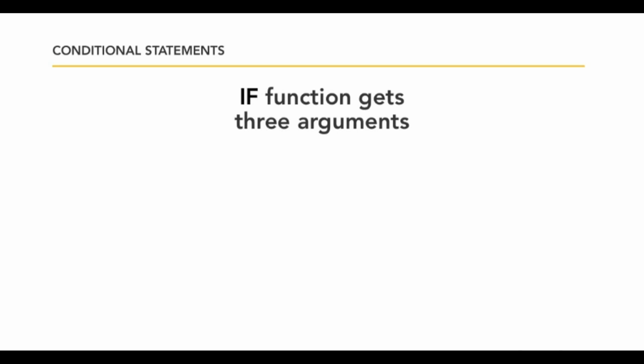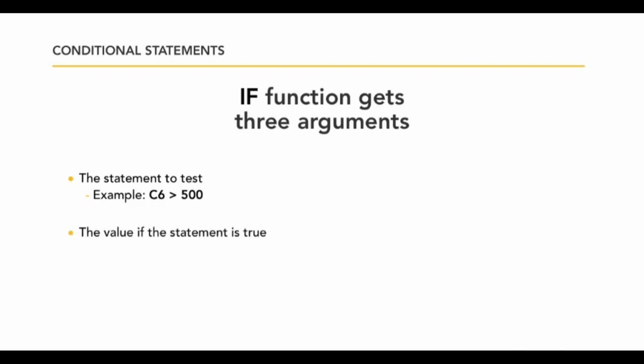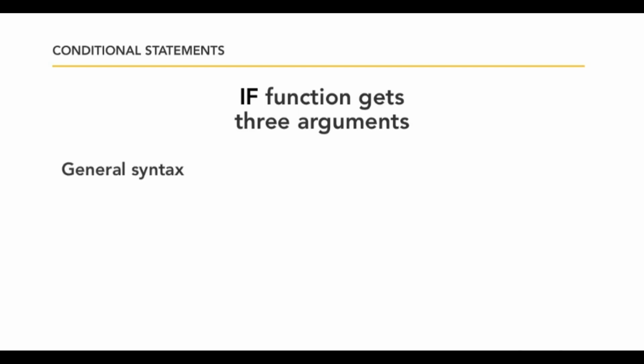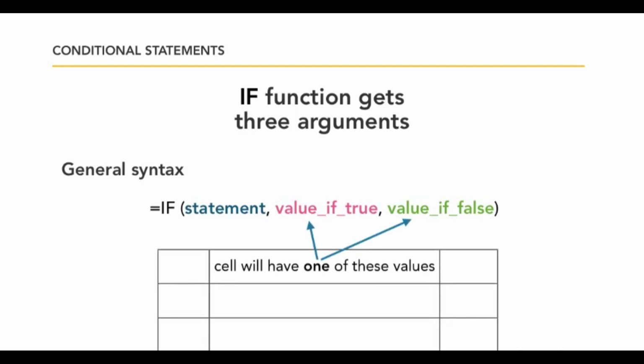And the IF function gets three arguments. The first argument is a statement that you test. For example, you might say the content of cell C6 is greater than 500. Well, when you have that condition, there's two possibilities. Either it's true or it's false. So the IF function will output one value if that statement is true, and it'll output another value if that statement is false. So the general syntax of the IF function is you say equals IF, and then you make the statement. And then you have the value if true, and then you have the value if false. And you notice that these three arguments are separated with commas. And that's really all there is to it.